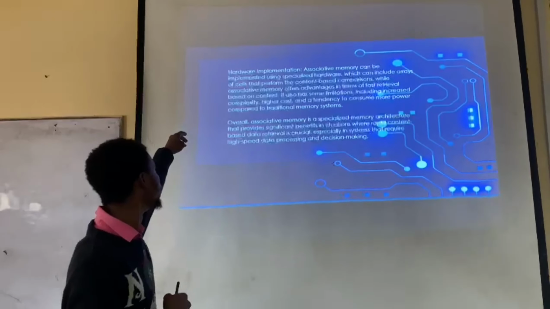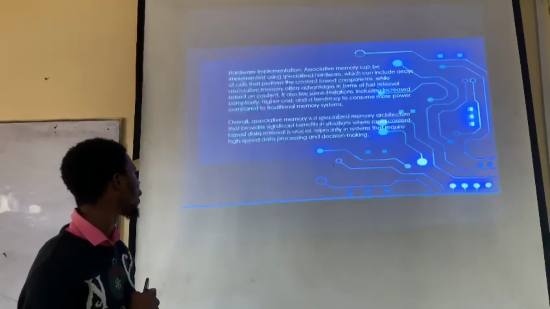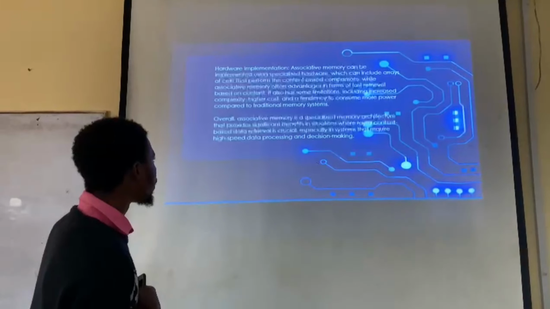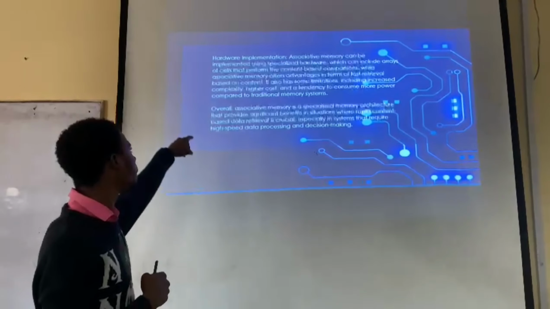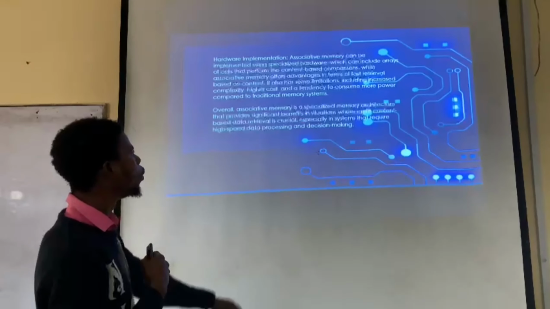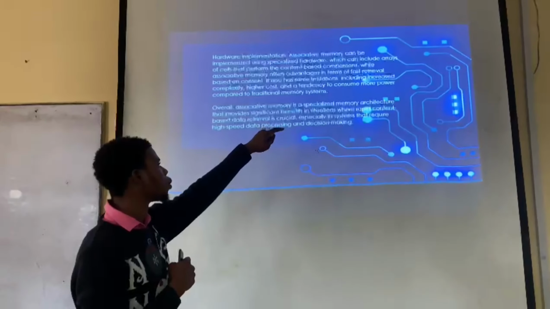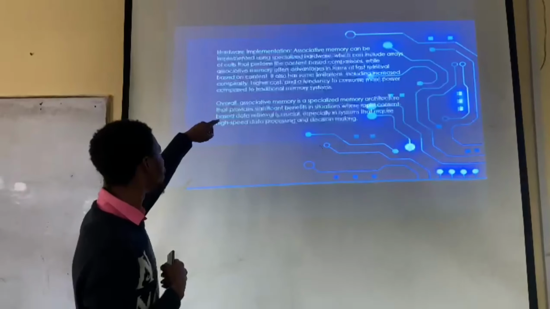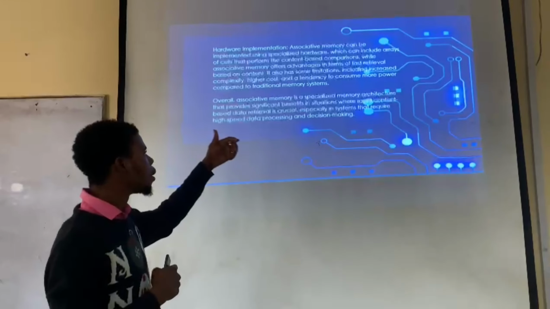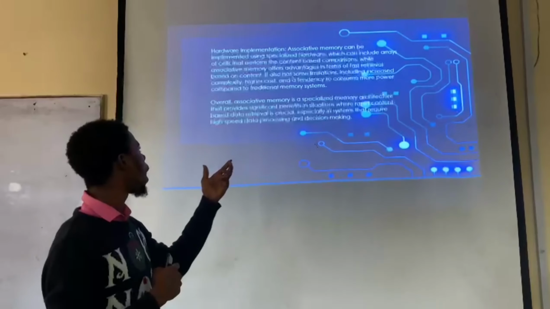So let's go to the last aspect of the characteristics. Hardware implementation. Associative memory can be implemented using specialized hardware, which can include arrays of cells that perform the content-based comparison.